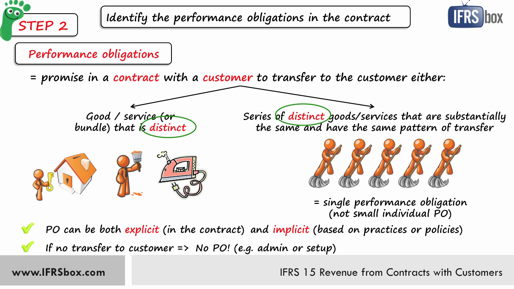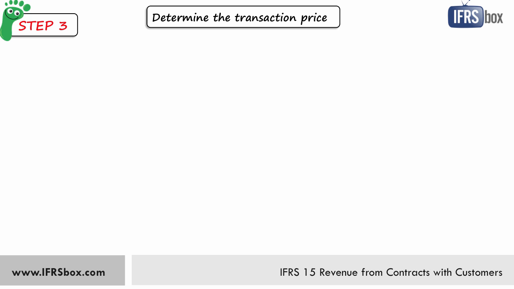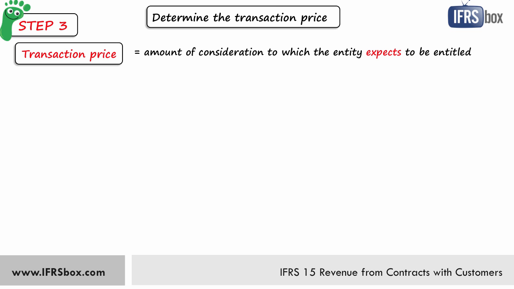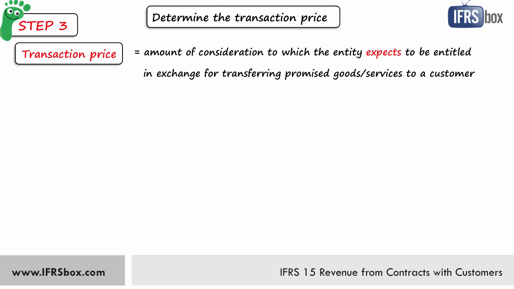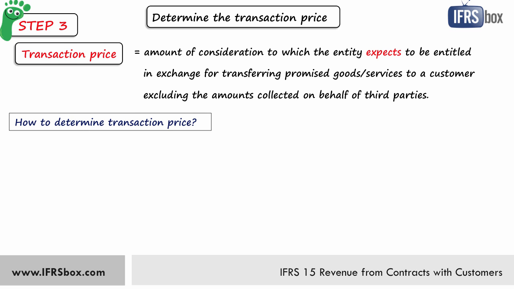The step number 3 in the 5-step revenue recognition model is to determine the transaction price. But what is the transaction price? It is the amount of consideration to which an entity expects to be entitled in exchange for transferring promised goods or services to a customer, excluding the amounts collected on behalf of third parties, like some sales taxes. How shall we determine the transaction price? Well, basically we look to the contract, but it's not always the full case. Sometimes the transaction price can be variable, sometimes it can be fixed. So we need to take into account the nature and timing of consideration from the customer.